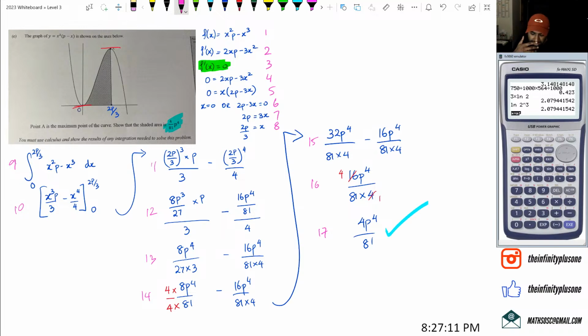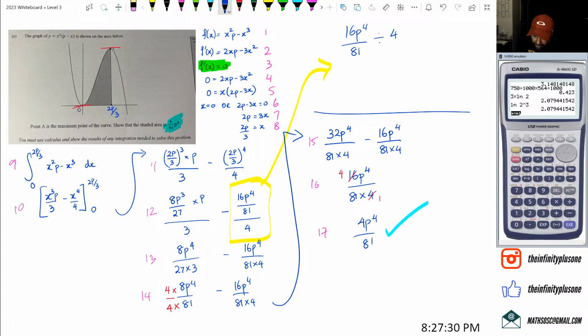You would flip it, fraction in a fraction, but remember something like this. I'm looking particularly at this part here. Let's look at this yellow box. If I was to do 16p4 over 81 divided by 4, then what I would do is the same thing as 16p4 over 81 times the reciprocal, which is 1 over 4. Therefore, I can write this as 16p4 divided by 81 times 4. And that's what I did in that second line there. And that's the same thing for that 3 as well.